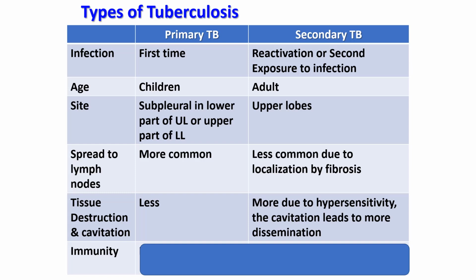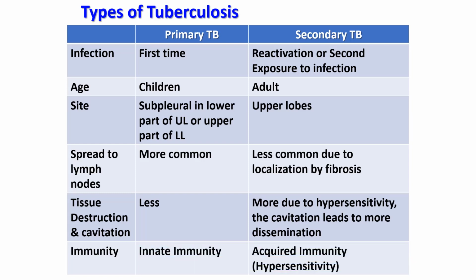Okay, immunity. In primary TB, I have no immunity. I react to the TB with an innate immune response, with no memory of TB as we were not exposed to it previously. In secondary TB, there is acquired immunity, a hypersensitivity type 4 reaction.